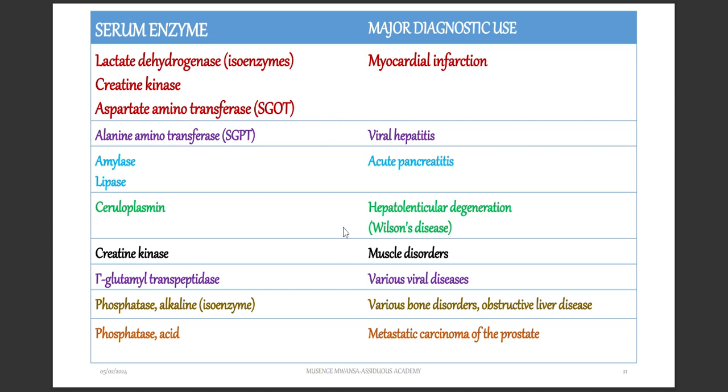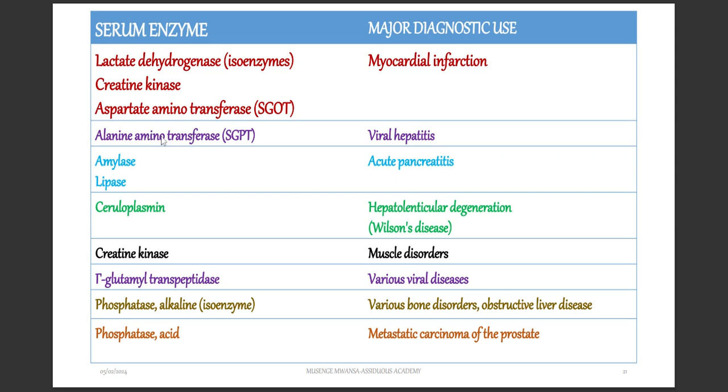You need to know that if you find enzymes like lactate dehydrogenase, creatine kinase, aspartate aminotransferase, these are three enzymes. Immediately you find them more in blood, you know that there is a problem with the heart, known as myocardial infarction. The problem with the heart. And this one mostly it doesn't miss, whether in the test or in the final exam. So you better know that.